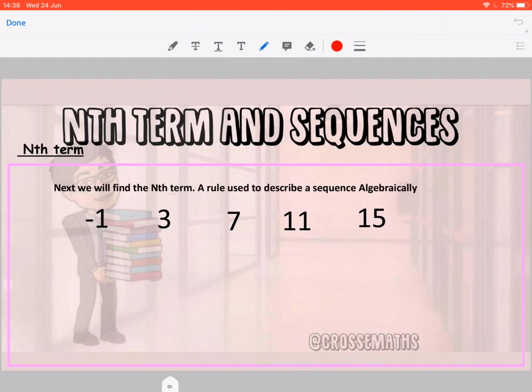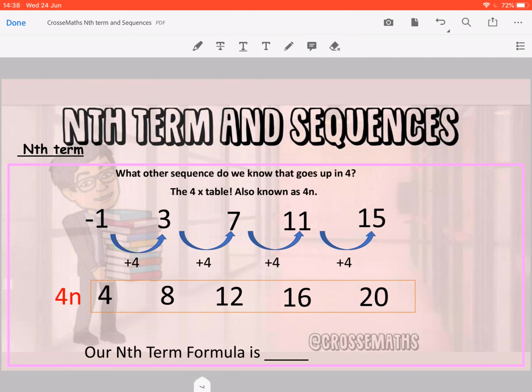So we're going to be looking for the nth term, okay? A rule used to describe a sequence algebraically. So if I look at these jumps, this is going up 4, going up 4 again, goes up 4 again, and 4 again. So we're adding 4 each time, and that's really important. Okay, so we're adding 4 each time.